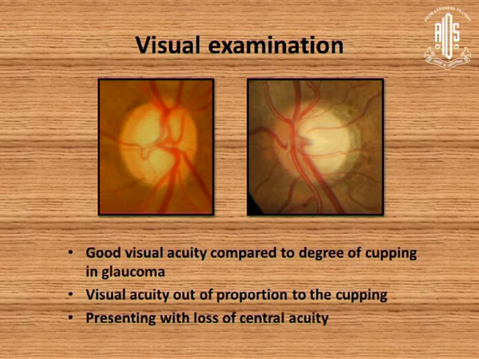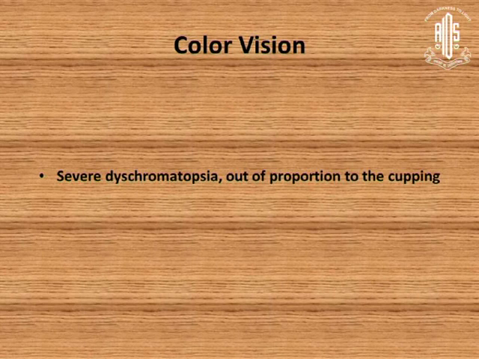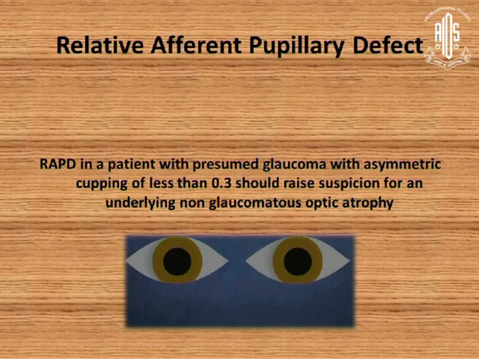Coming to color vision, in glaucoma, the color vision tends to parallel the visual acuity, with good color vision being maintained till late, whereas in a non-glaucomatous cause, you may have severe dyschromatopsia, which is out of proportion to the cupping.